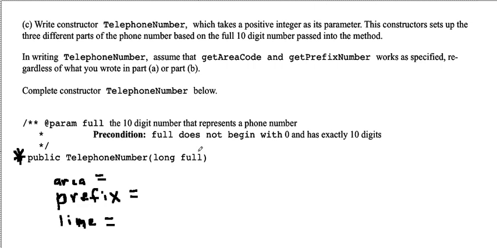Now there are 2 ways to do this. The bad way is to rewrite all the code we've done before. The good way is to recognize that we have a getAreaCode method already written in our class. So I'm just going to call it.